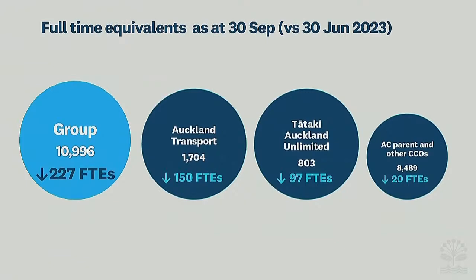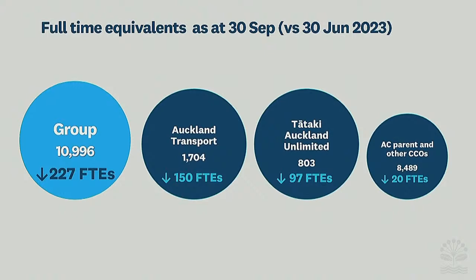Going to the next slide, FTEs. What's happened with FTEs across the group? Compared to the start of the financial year, over the 3 months, FTEs across the group have come down by about 230 FTEs. The biggest movements were Auckland Transport and Tātaki. For both of them, a large part of that was organisational restructures as a result of decisions made through the annual budget. Auckland Transport also had a bit of attrition.